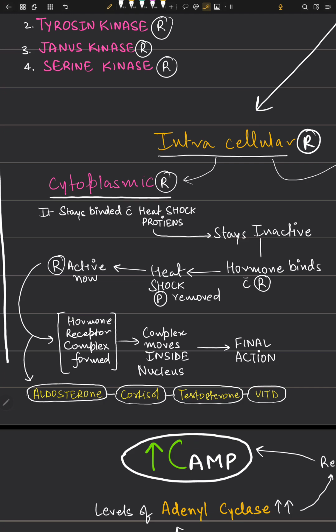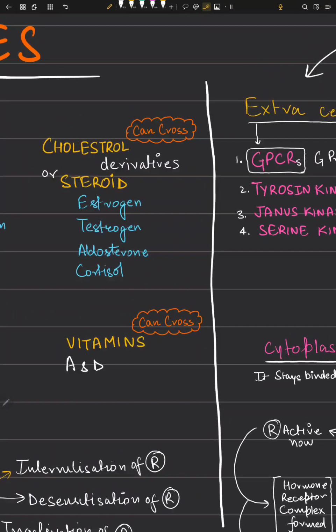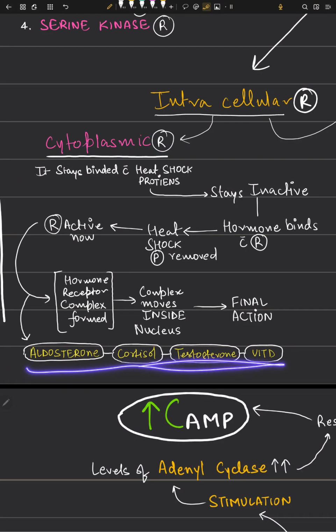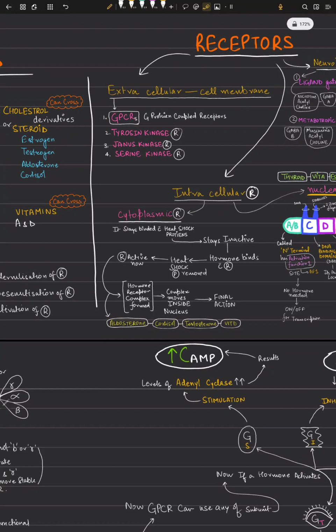And after the receptor is activated, the hormone-receptor complex is formed, and then this complex moves inside the nucleus, and then the final action happens. Whatever the final action is, transcription, translation, whatever it is. Cool. What kind of hormones bind to this cytoplasmic intracellular receptor? Aldosterone, cortisol, testosterone, vitamin D. Cool. Estrogen, testosterone, aldosterone, cortisol, vitamin D. These are all lipid soluble hormones. Okay, these can cross lipids.